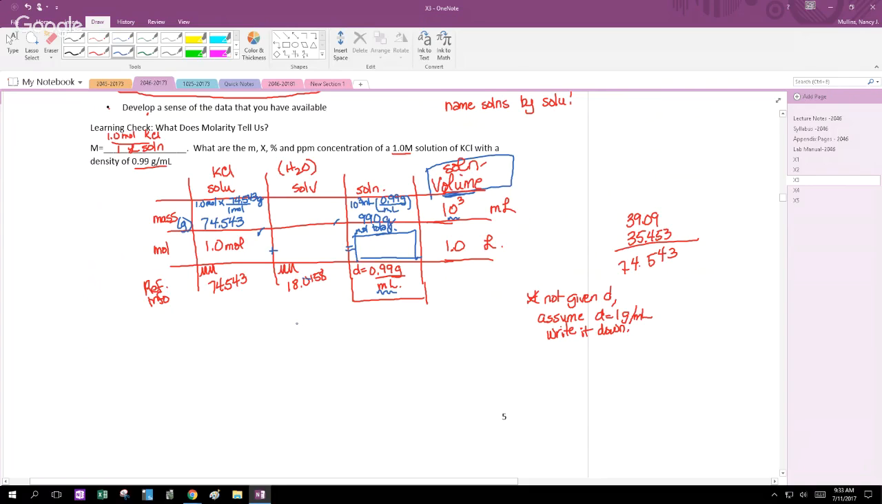Mass of the solvent. How would you do it? Sure, because we know that this is a total. In fact, the way I set up my chart, this plus this always has to equal the one on the right. So 990 minus 74.543 gives me what? 915.457? Yeah, grams.